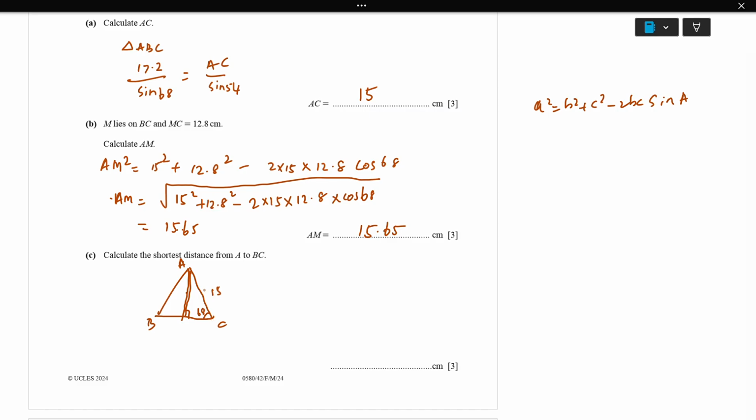I'll use this single triangle, where this is the hypotenuse. This angle is given, so we need to find the opposite. I'll use the sine ratio: sine 68 equals the height over the hypotenuse, opposite over hypotenuse, where the opposite is the height. So 15 times sine 68 equals the height, which is 13.9. The answer is going to be 13.9.